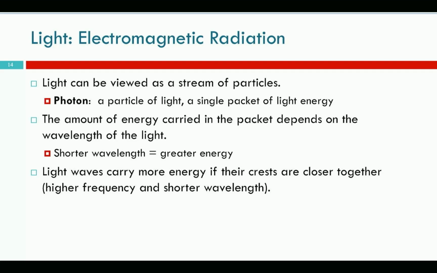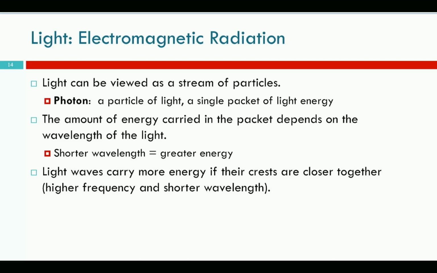Okay, so we said light can be viewed as a wave and as a particle. So we've got some particle properties of light. When we're thinking of light as a particle, that individual particle of light is called a photon, and it's a packet of light energy. We don't really go into the experiments that revealed that, but we think of a photon as a particle of light. The amount of energy carried in the packet, every photon's energy, depends upon the wavelength of the light, which means it's also dependent on the frequency of the light.